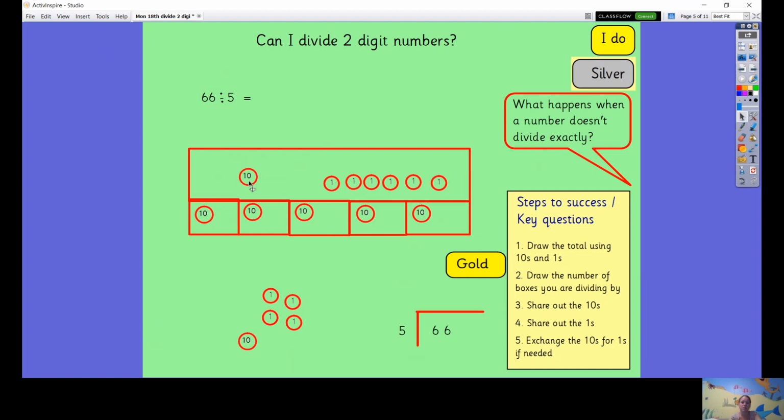So what I'm going to do is swap this 10 for 10 ones. This is 1, 2, 3, 4, 5, 6, 7, 8, 9, 10. There we go. So I swapped it for 10 ones. Okay, so I've got rid of this one and I've exchanged it for 10 ones so that I can share them out, and then I'm going to share these out. So here I go.